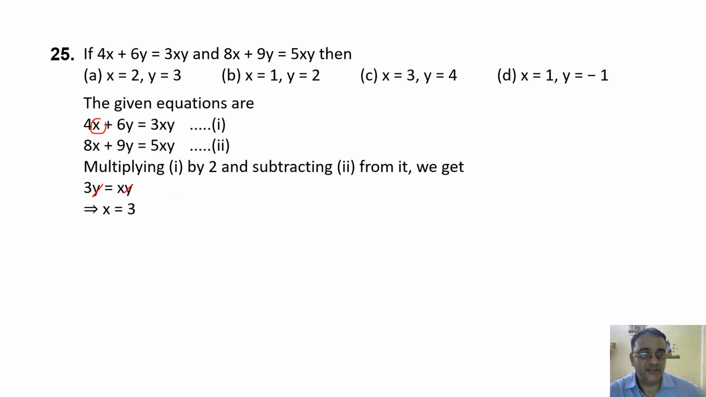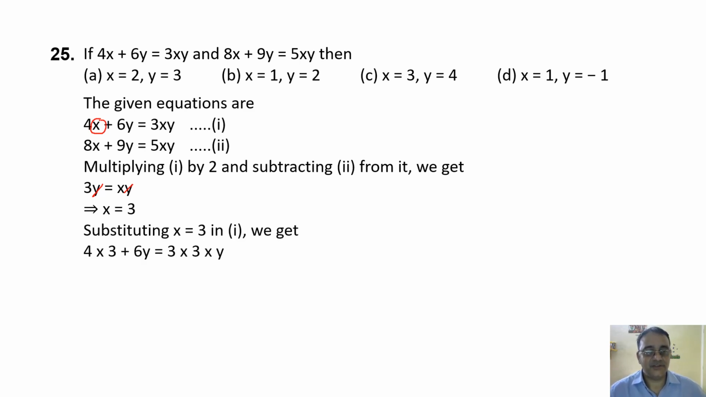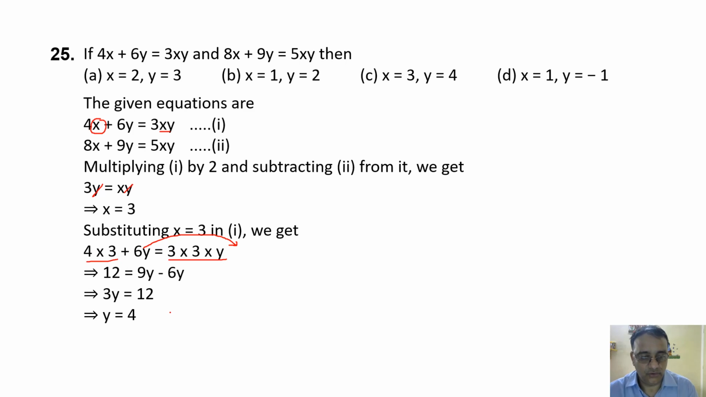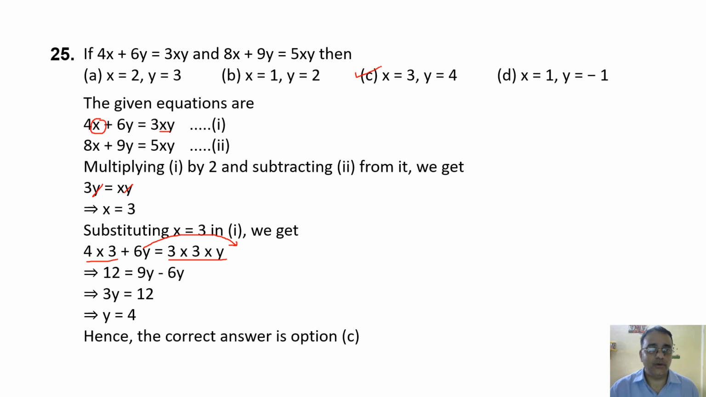Now we are substituting x is equal to 3 in the first equation. That is 4 into 3 plus 6y is equal to 3 into 3 into y. So this becomes 9y. You can shift 6y to this side, minus 6y, and this is 12. So 12 is equal to 9y minus 6y, and 9y minus 6y is 3y is equal to 12. So what is the value of y? 4, right? So which option is the correct one? Option C.